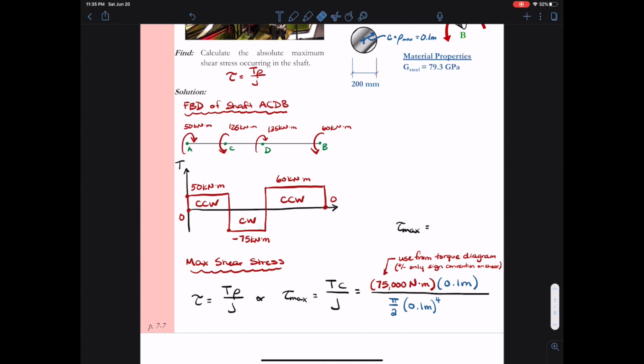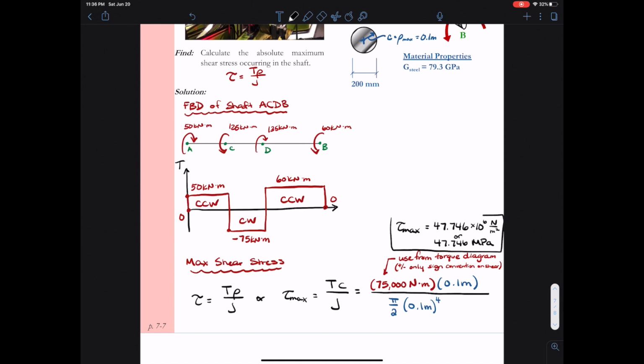I do my math here, and I can solve for the max shear stress. So hopefully this is the answer that you got when you gave this problem a try on your own. I get 47.746 times 10 to the 6th newtons per meter squared. And again, a newton per meter squared is a Pascal. So this is 47.746 megapascals.